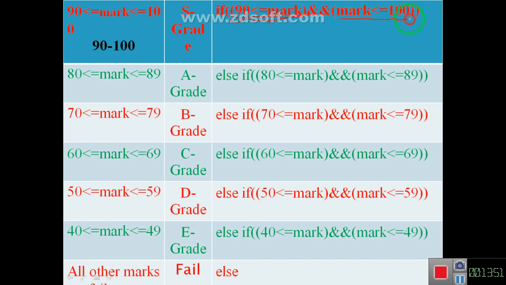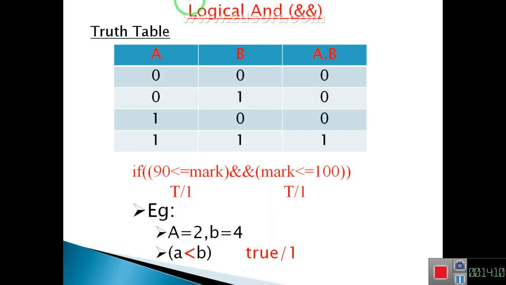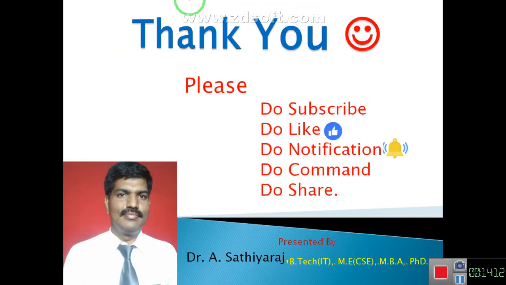If the person scored a mark more than 90 or equal to 90, and similarly that mark is below 100 or equal to 100, only that person scores the S grade. Okay? Now we can see the example program.